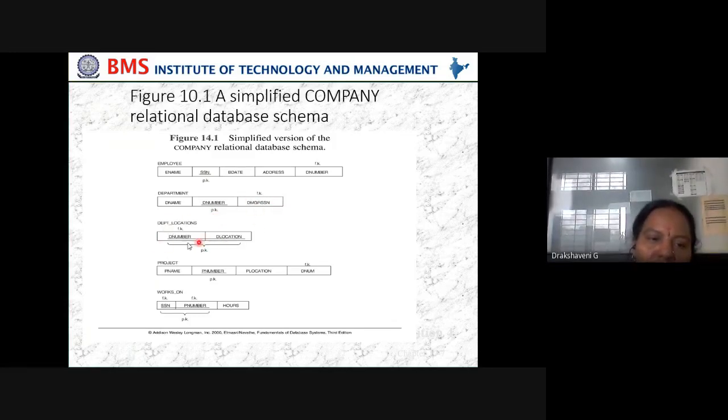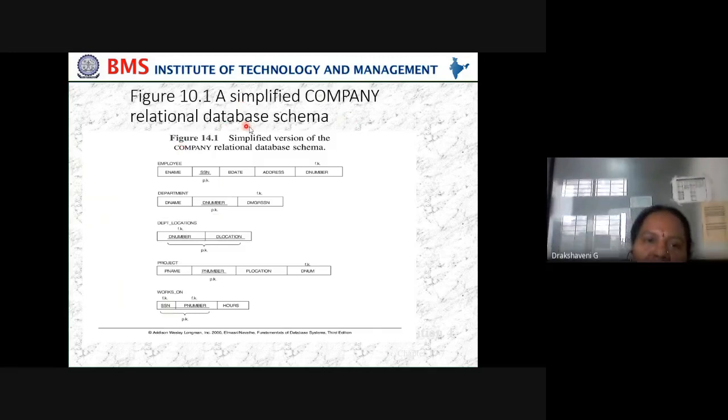Then the department location, that is a D number and a D location. These two together are called a primary key, and D number is a foreign key from the department number. Then we have a project table. In the project table, we have a project name, project number, that is a primary key, P location, and department number, that is a foreign key. Works on has the primary foreign keys SSN and P number, then hours. So that's the simplified company relational database schema.